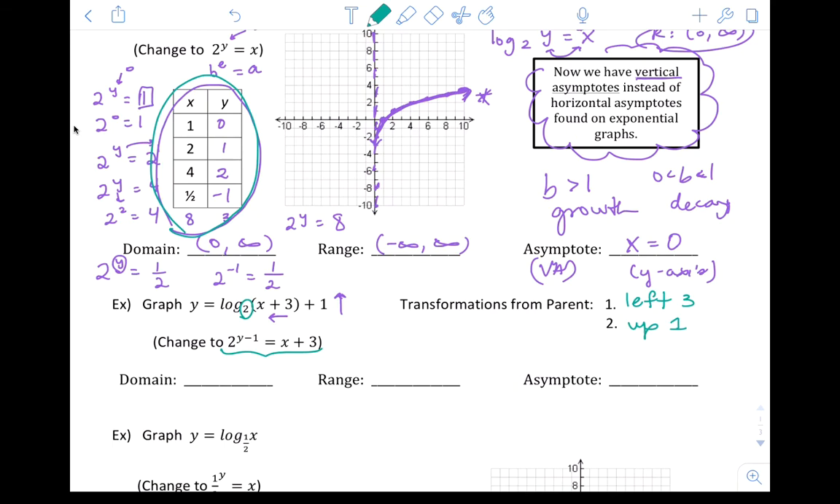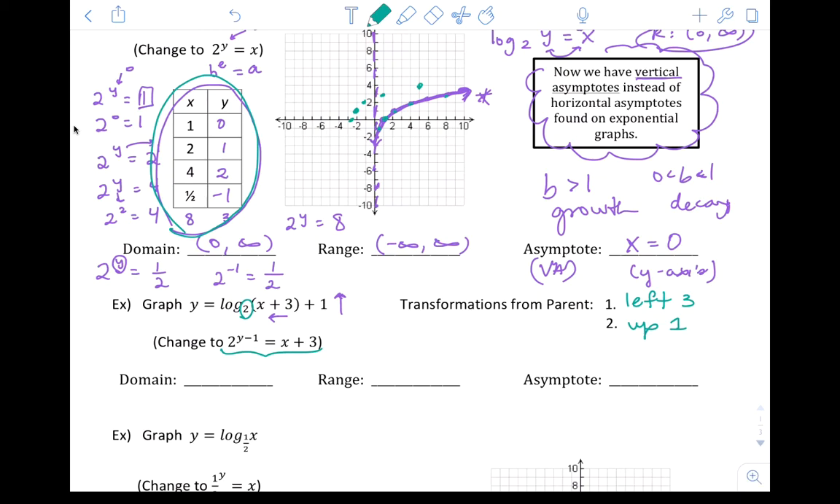So let's graph it. If I had started at (1, 0) right here, instead I'm going to go left 3, up 1. Left 1, 2, 3, up 1. If I had gone for the point (2, 1), left 1, 2, 3, up 1. If I had done (4, 2), left 1, 2, 3, up 1. If I had done (8, 3), left 1, 2, 3, up 1. And if I had done (1/2, -1), which is right there, left 1, 2, 3, up 1, puts it right there. Think this through.